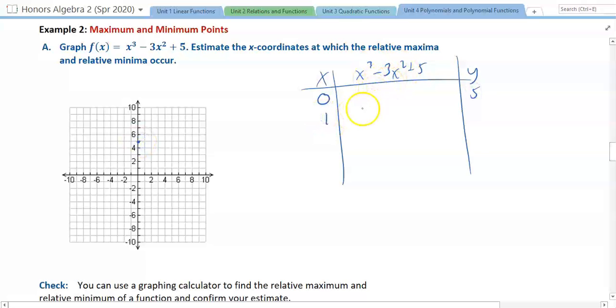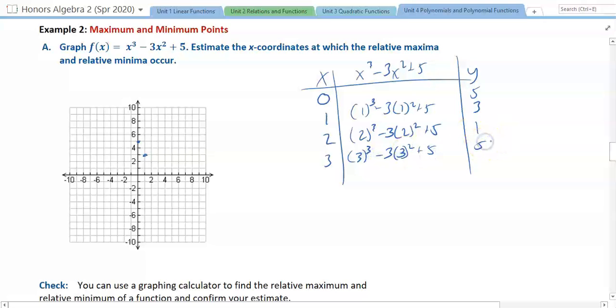We'll go to 1, and so 1 cubed minus 3 times 1 squared plus the 5 is going to give us 3. So I'm here. We'll go to 2, so 2 cubed minus 3 times 2 squared plus the 5, so that's 8 minus 12 plus the 5, which is going to give us 1. And then we'll go to 3, so 3 cubed minus 3 times 3 squared plus the 5, so now I'm back to the 5 again. So there was 2, 1, and then 3, 5.